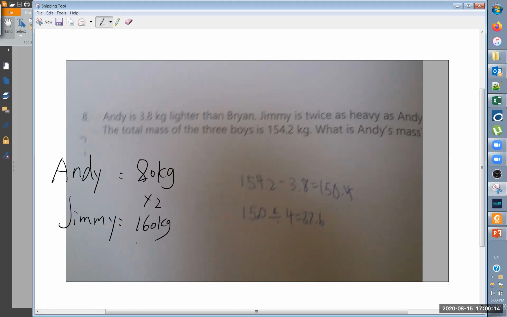Right? So what if Andy is 70 kg? So Jimmy is how much? 140. How do you get 140? 70 times 2. Times 2 again, right? Am I right? Yeah.